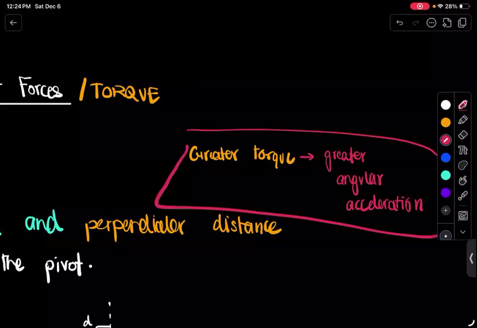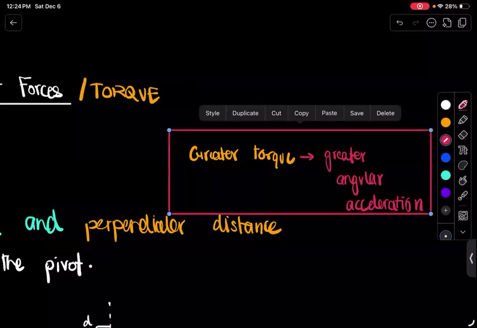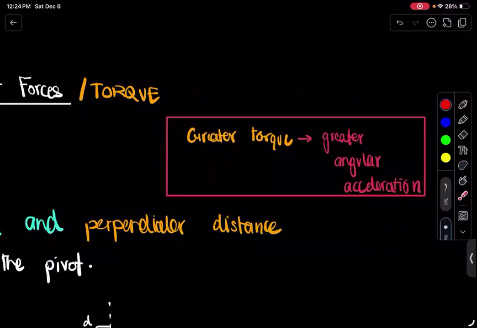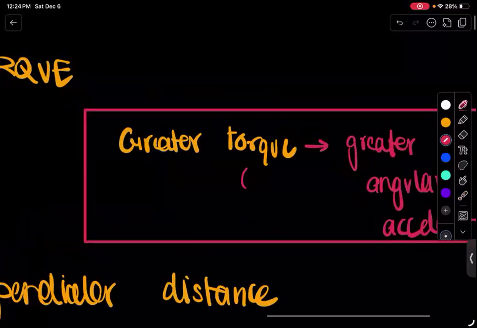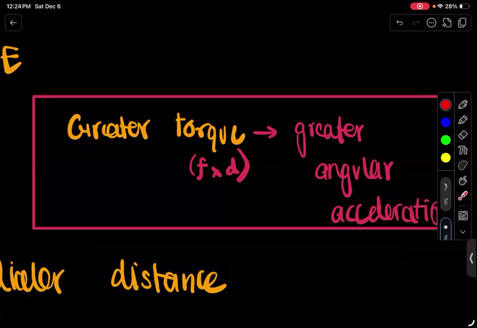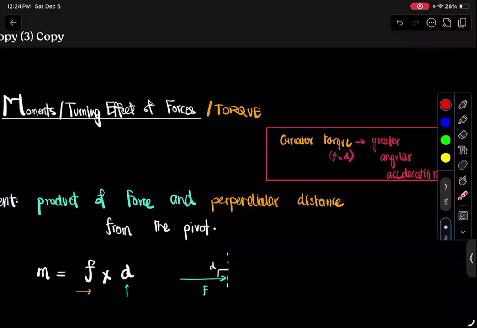Just like, for example, with regular forces, if you apply greater force, you will get a greater acceleration, right? In the same way, if you apply greater torque, and keep in mind, torque is the product of force and perpendicular distance, it's going to generate a greater acceleration. If you apply a very large amount of torque on your door, the door is going to turn much faster. But if you apply a very small torque, it might move, but much more slowly. Okay, so that's the difference between torque and acceleration.